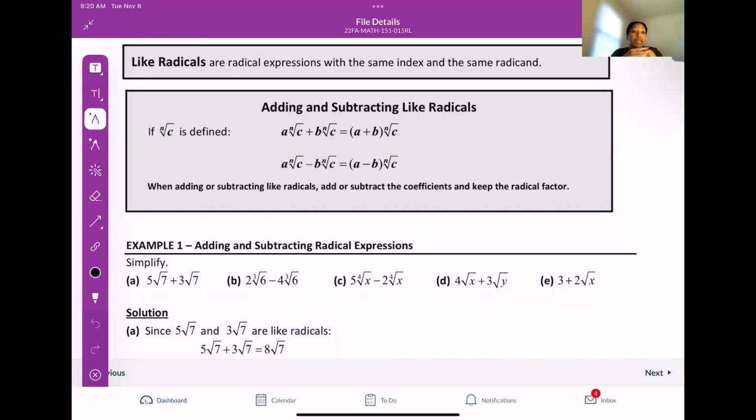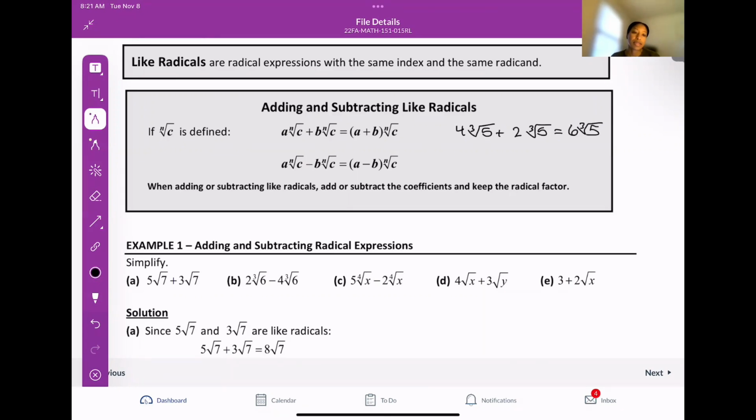If that happens, if we have a times the nth root of c plus b times the nth root of c, that is equal to a plus b times the nth root of c. A quick example of what that means. If I have something like 4 times the cubed root of 5 plus 2 times the cubed root of 5, that's 4 cubed roots of 5 plus 2 cubed roots of 5. 4 plus 2 is 6 cubed root of 5.